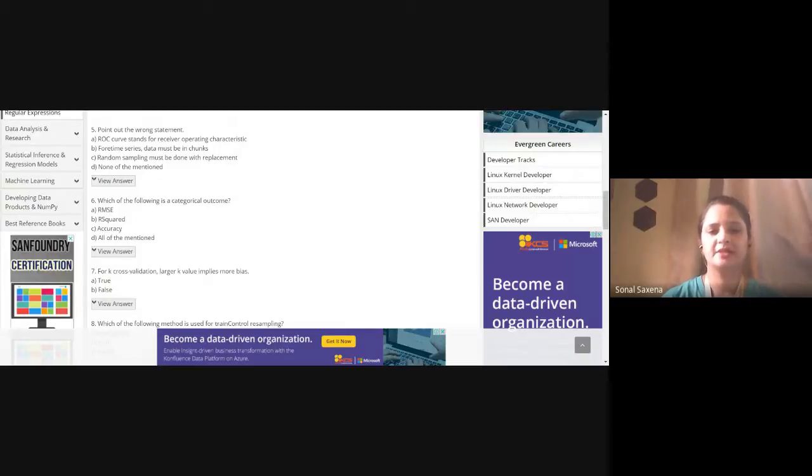Then question number 6 says, which of the following is a categorical outcome? Is it RMSE, R squared, accuracy, or all of the above mentioned? Now question number 7 says, for K cross validation, larger K values imply more bias. Is it true or is it false? So quickly try to answer all these three questions. Just think upon it and try to answer these three questions.